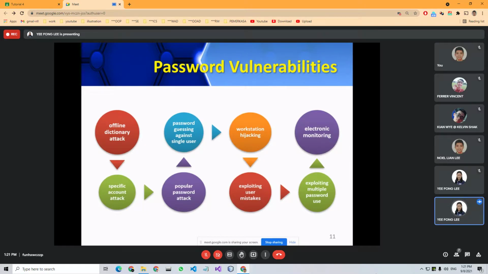Might include the policies to, based on the users' common password selections, and also might use IP address scanning for authentication requests. All right. Next one, password guessing against a single user.